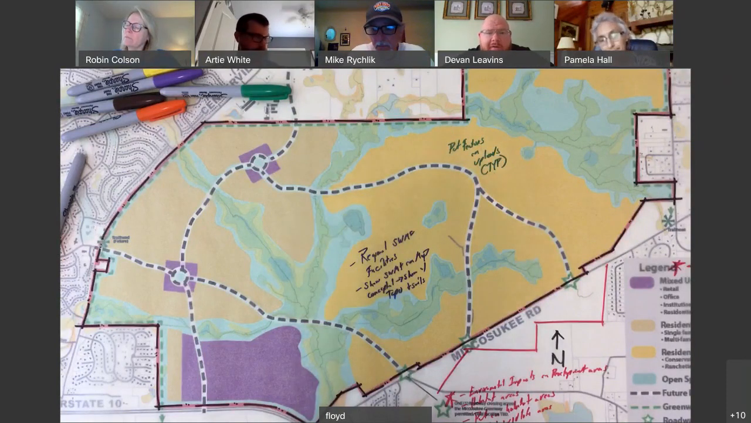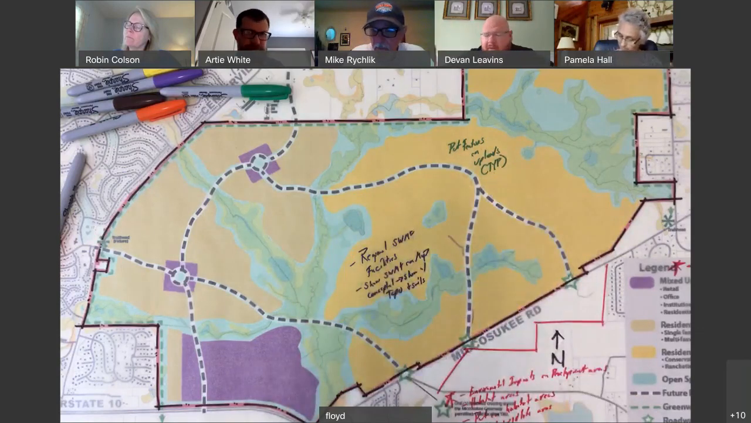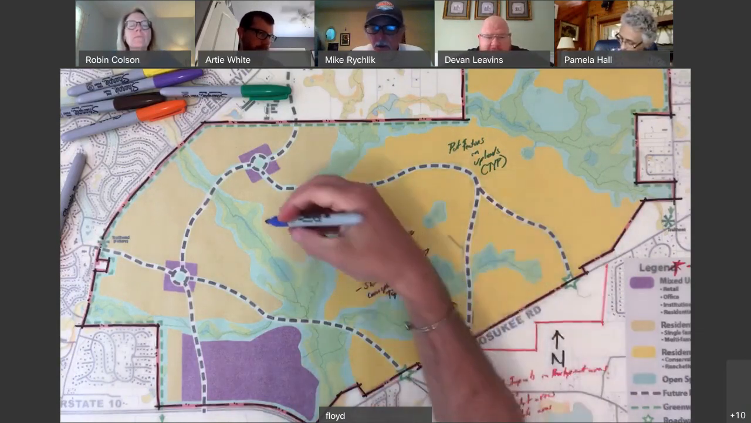Great comment, Pam. And if you'll notice too, just so you guys see on the map, Floyd's taking notes on the map of these different things as well. Excellent. That way we have it on the maps. So not only do we have someone doing note taking, but we also have maps with notes on it. Mike, did you have a question? I saw you pop up on there.